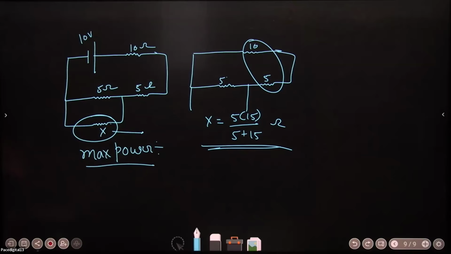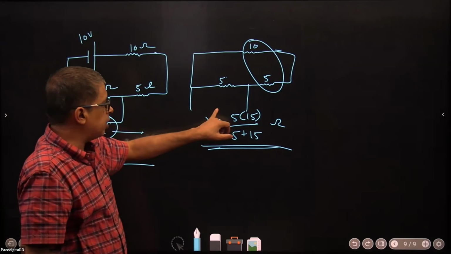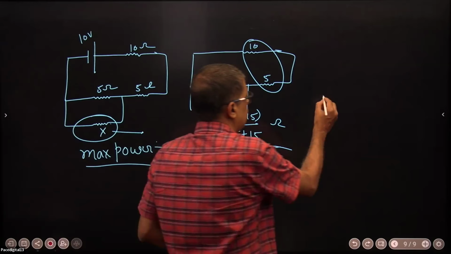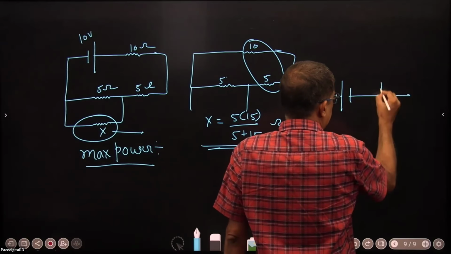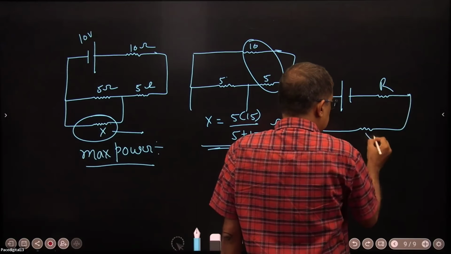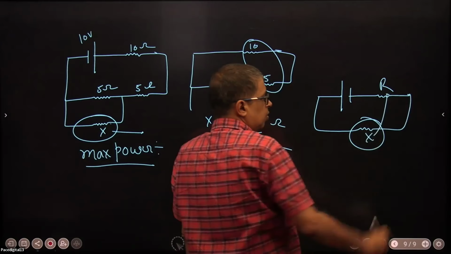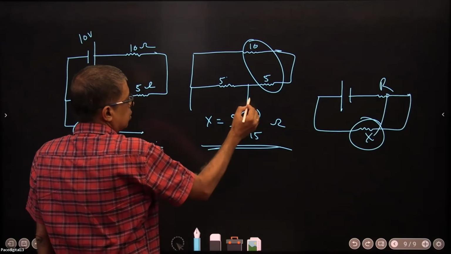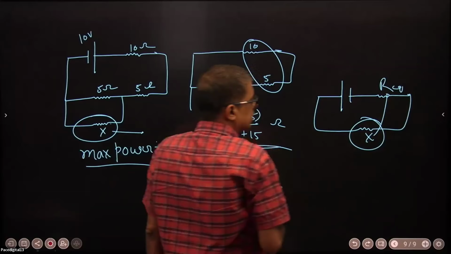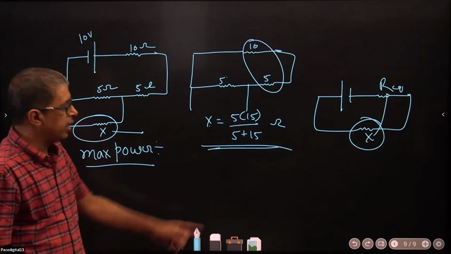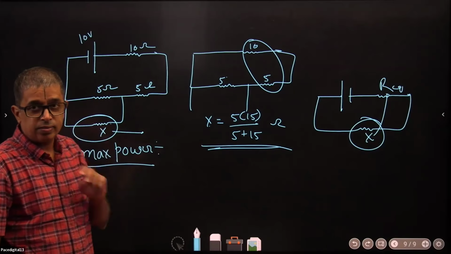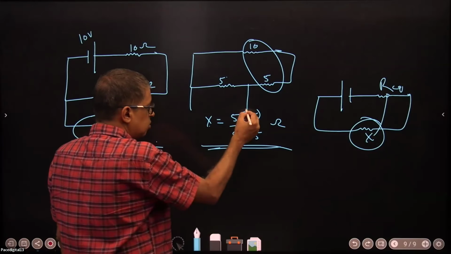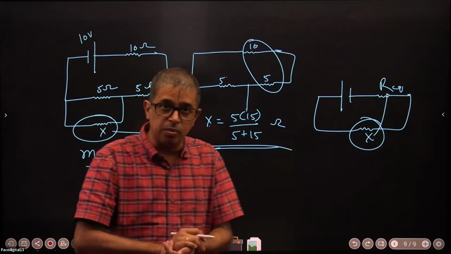Could you repeat once again, please? Maximum power through this, the resistance of this. What is the maximum power transfer theorem? If I have a battery like this and I give you resistance R, maximum power through this will be when this is equal to this. So I found out R equivalent across this. X should be equal to R equivalent for maximum power through that. Once I know that resistance, find out the current through it, you will get the maximum power.